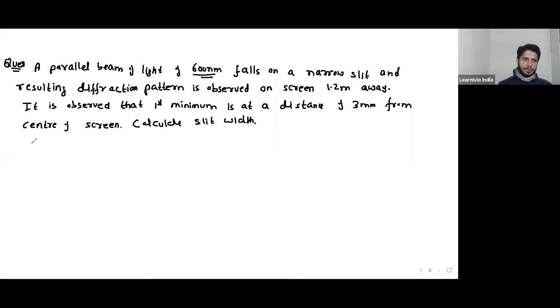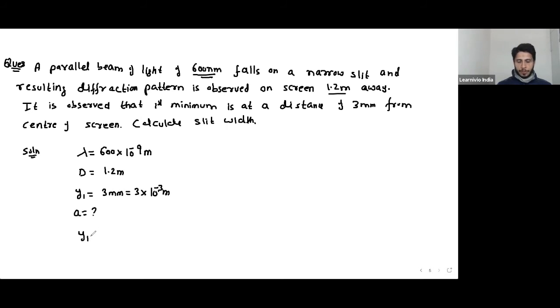So 600 nanometer is the wavelength. So lambda is 600 into 10 raised to the power minus 9 meter. The resulting diffraction pattern is obtained on a screen 1.2 meter away. So the capital D here is 1.2 meter. It is observed that first minimum is at a distance of 3 mm. Means your Y1 is 3 mm, which is 3 into 10 raised to the power minus 3 meter. You need slit width.